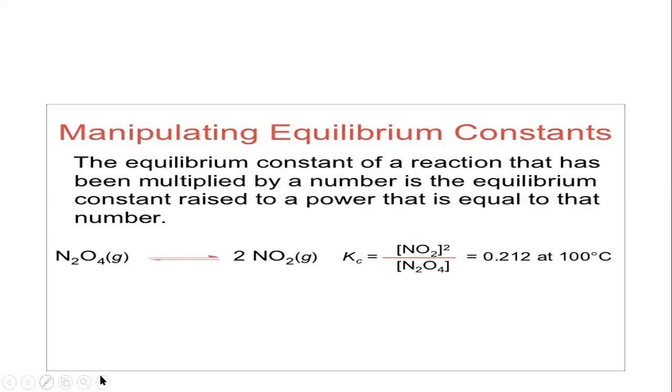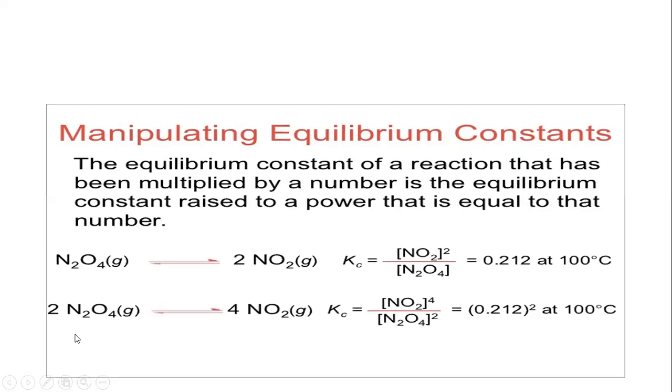Yeah, Lisa. 0.045. Okay, so how did you do it? I raised 0.21222, squared it. Excellent, because you realize that the new reaction has been multiplied by 2, right? Yes. Very good. So this is what we are talking about.